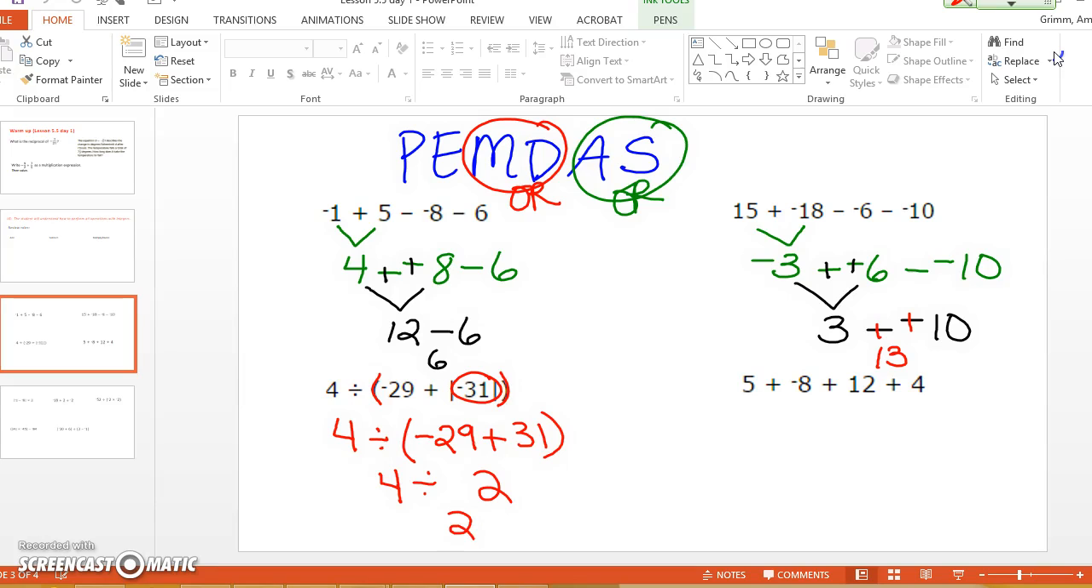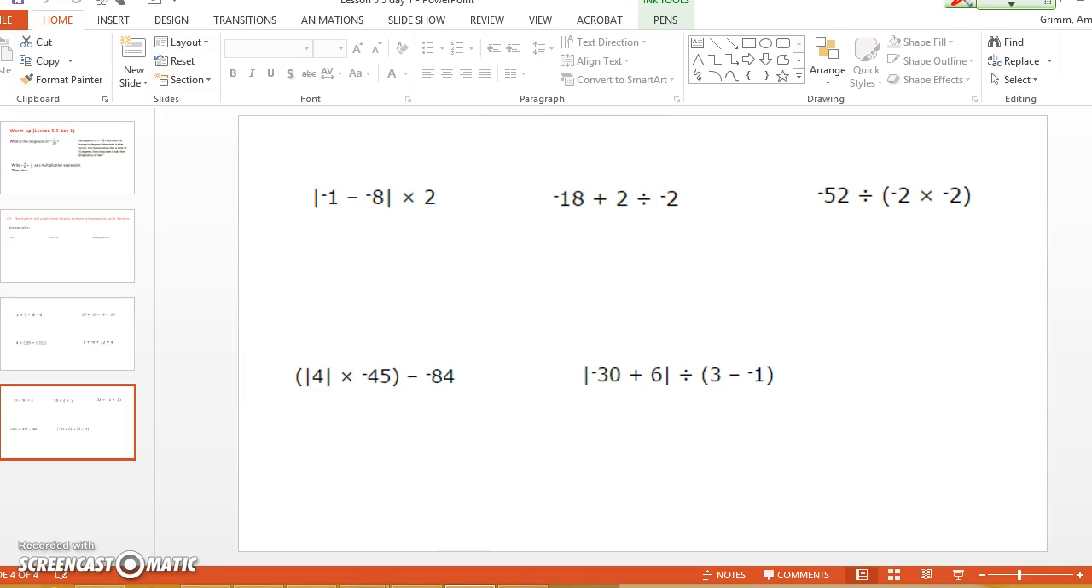Very good. I'm going to skip this one. We're going to skip that one. Go on to the other ones. Okay, so next one, absolute value bars, this is important, are just like parentheses. You have to work everything inside of them before you can take their absolute value. So I'm going to start inside here.